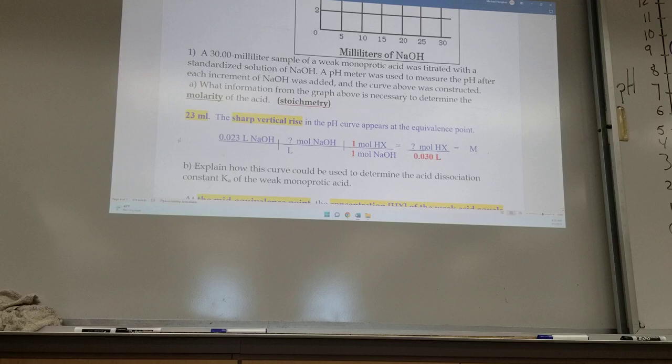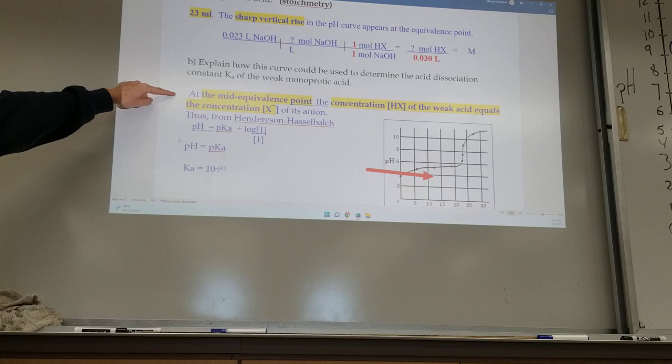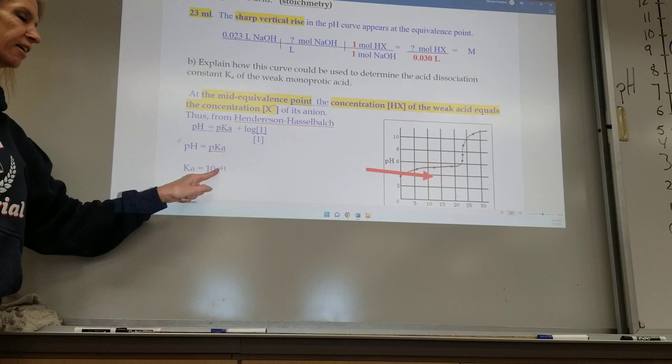Explain how this curve can be used to determine the acid dissociation constant of a weak monoprotic acid from Henderson-Hasselbalch. Oh, justification. At the mid-equivalence point, the concentration of acid equals base. Therefore, and now you just write out the math. If the ratio is 1:1, pH equals pKa, the Ka is 10 to the negative pH, which for this acid would be 10 to the negative 5.